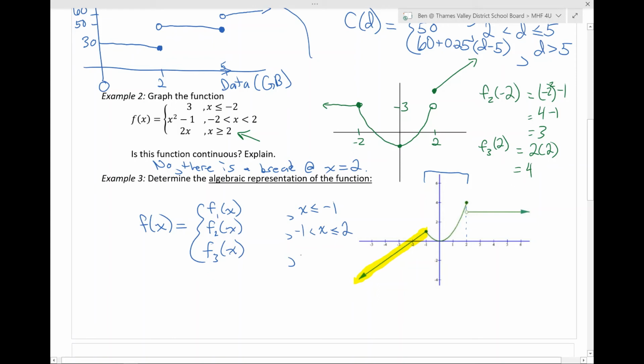And my last subdomain is where x is greater than 2. Good. Now, what I need to find are what are these subfunctions. Well, if I look here, let's try and work from easiest to hardest. Looks like my easiest one here is my third subfunction. This is just a horizontal line. Looks like it's at the value y equals 3.